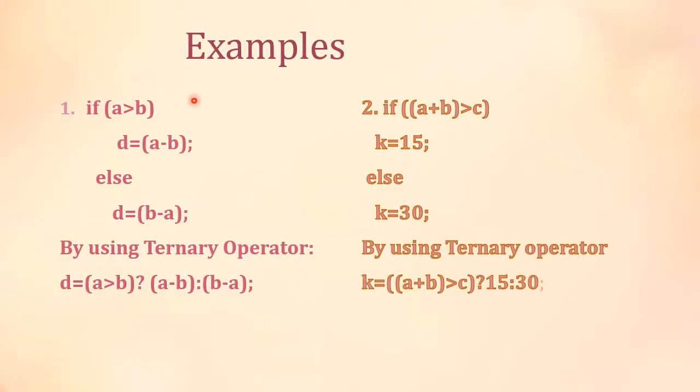Next one, some more examples here. If A greater than B, D is equal to A minus B. Else D is equal to B minus A. If A greater than B means A is bigger than B.